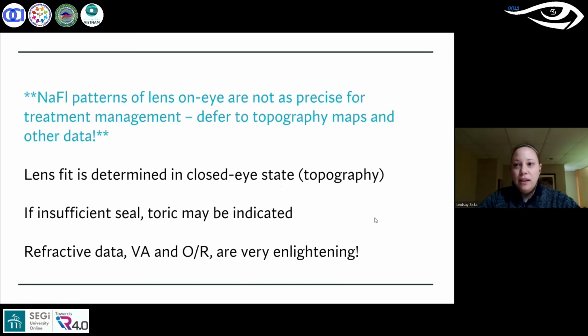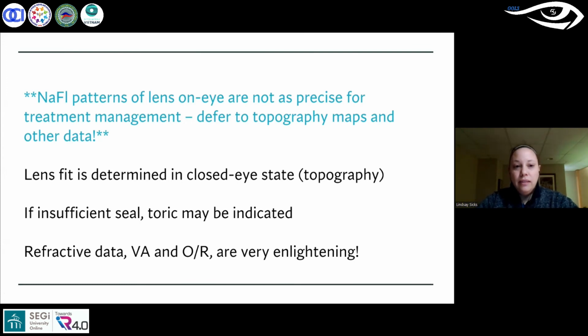So fluorescein patterns aren't going to tell you as much as topography maps. And so when you're working with consultants to try to make changes for these patients, you'll find that sometimes they don't even ask you what the fluorescein pattern looks like. We did talk about earlier looking for that turricity, that kind of leaking of fluorescein. That can be helpful, but they really want topography maps and other data to help determine if the treatment is progressing as expected.